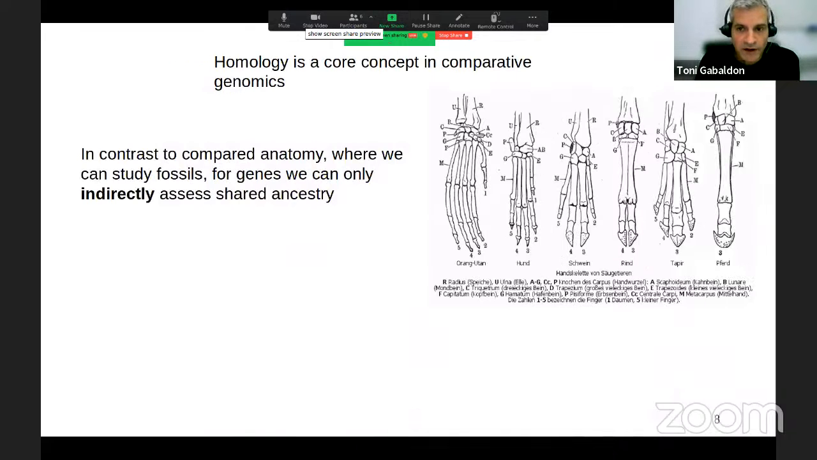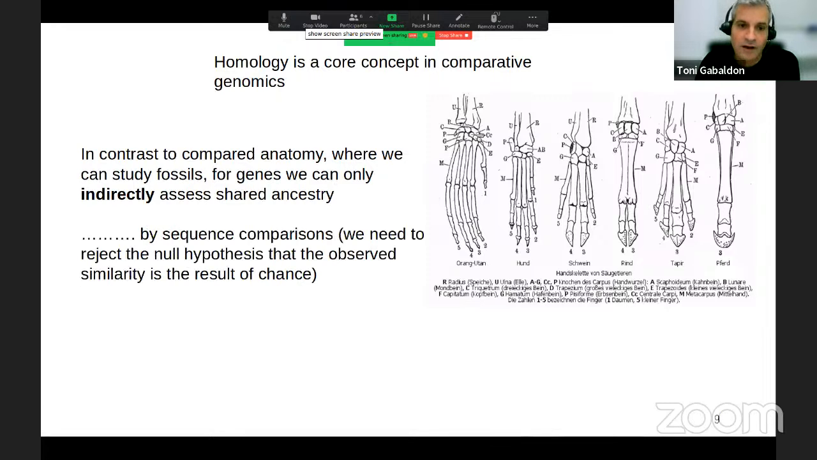So in contrast to comparing anatomies, to compare genes we don't have access to the fossils. Okay, you can say we can now sequence ancient DNA from the Neanderthals and so on, but this is a very limited amount of time. In general, we don't have access to the fossils of gene sequences, so we cannot directly compare to ancestral forms for the genes. So we need to rely on sequence comparisons, and that's also a key tool in comparative genomics.